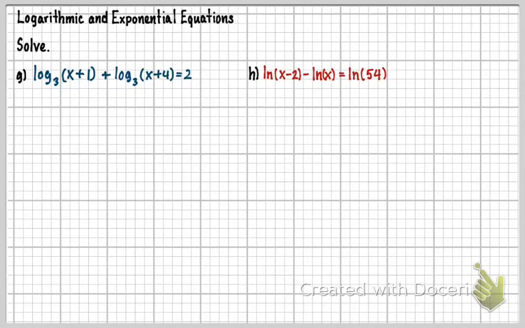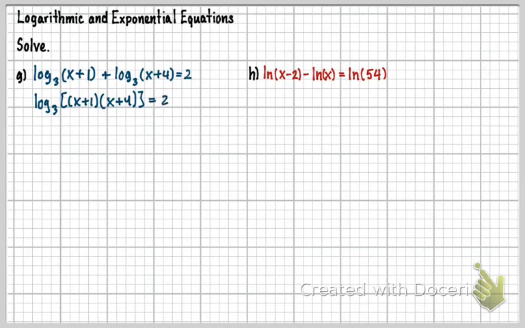So for this equation here, number g, we need to put our logs together in terms of a single log on each side if necessary. But we only have logs on one side here, so we just got to put those together. And since we have the plus here, that's the product rule. So this would result in the log base 3 of (x plus 1) times (x plus 4) equals 2.